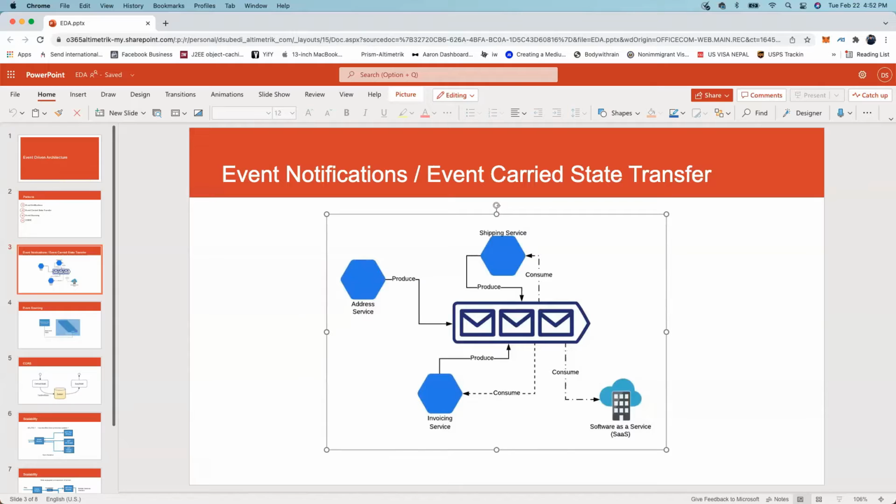Together with that, we get more decoupling, because now we have even less dependency between the producers and the consumers as well. And one of the major benefits, which we already discussed, is reducing the load on the producer side, because we will not be expecting any calls from any client. They already have all the data.